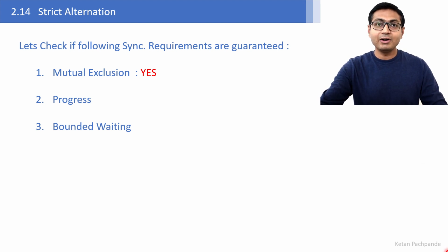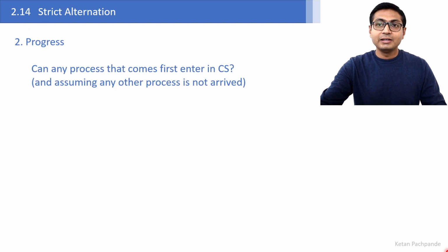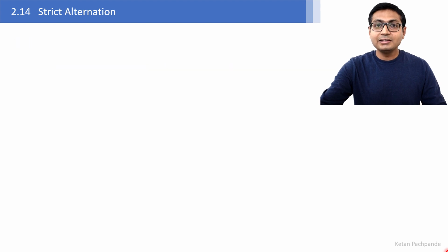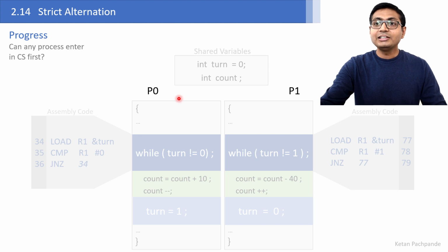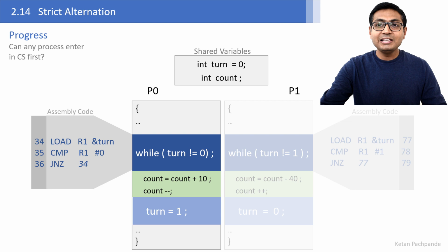Let's look at the second requirement of the solution now, which is progress. What is progress? If a process comes first into the system and is able to enter the critical section, assuming that the other process has not arrived, then we say that progress is guaranteed. Let me explain this progress with the help of the same example. Let's take two processes P0 and P1 and assume that neither process has arrived. Let's assume that the process P0 arrives first.